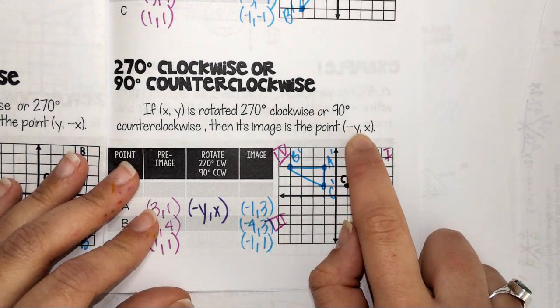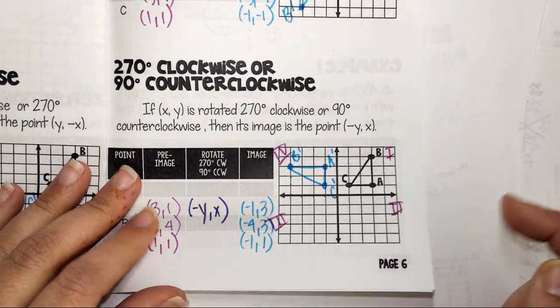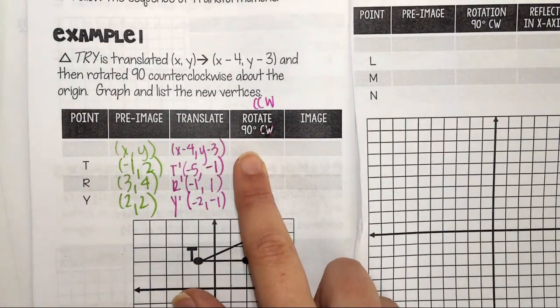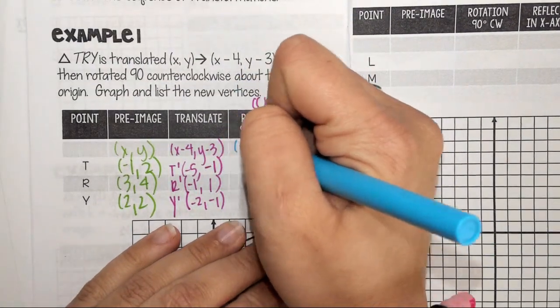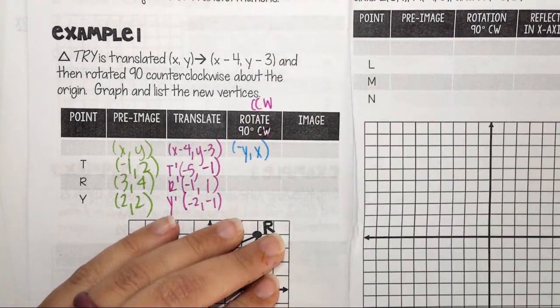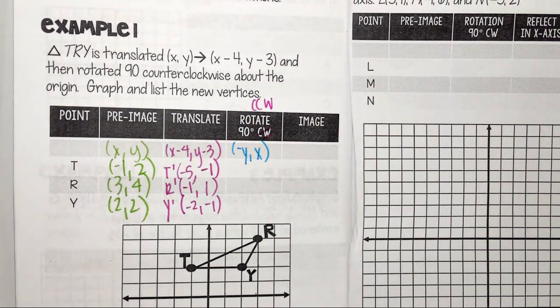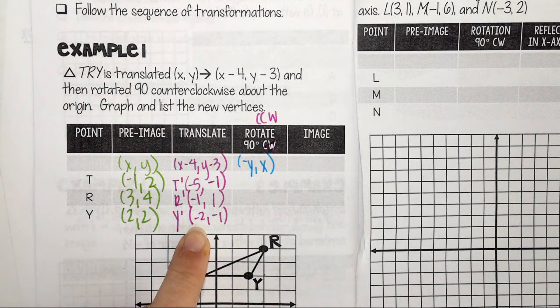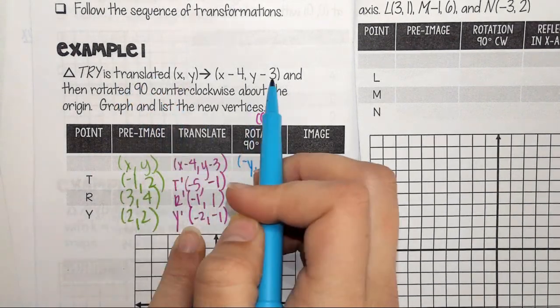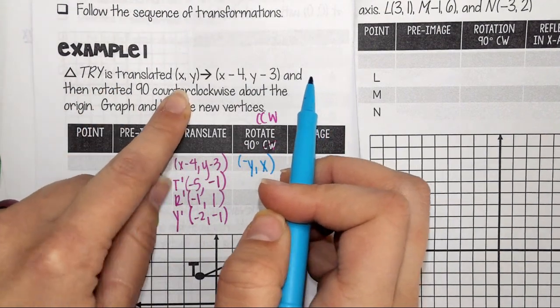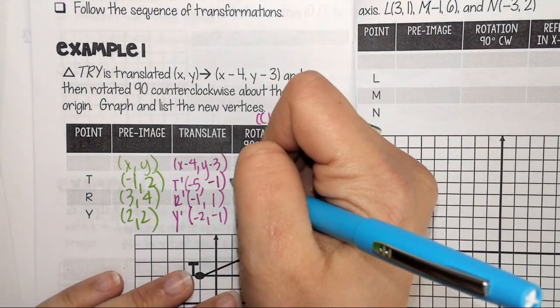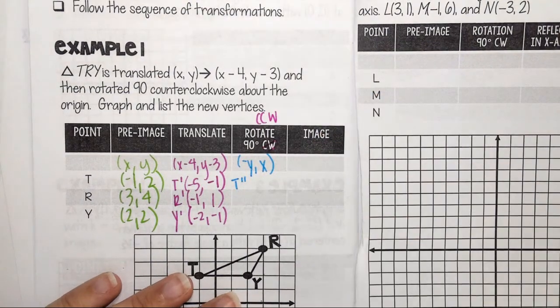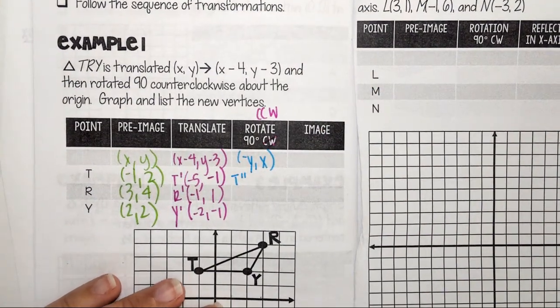What does it say that we need to do? Swap them and make the y negative. So let's write that above this. It's -yx. Now, are we rotating our original image or the new translated image? Translated. The new translated image, because it says it's translated and then rotated. You have to be able to read and or pay attention.